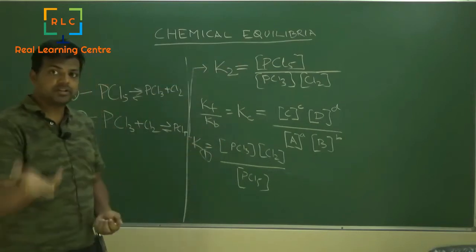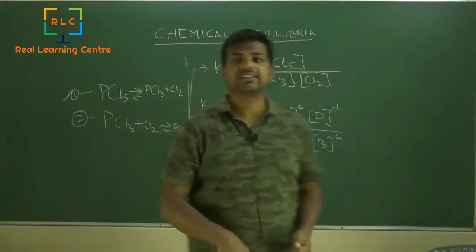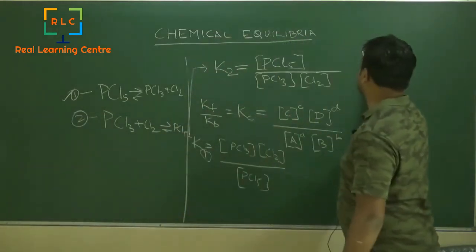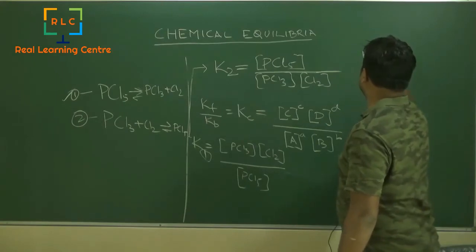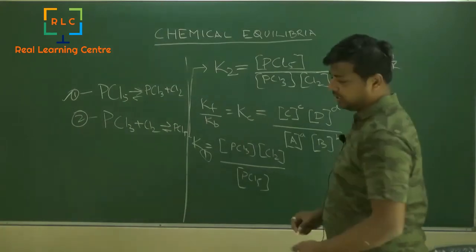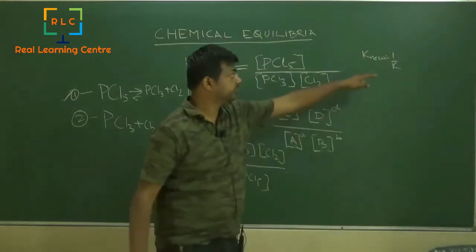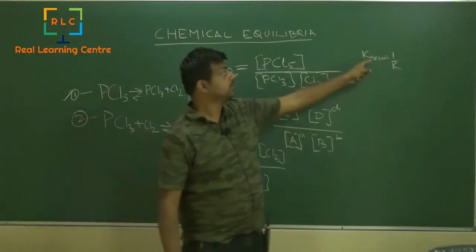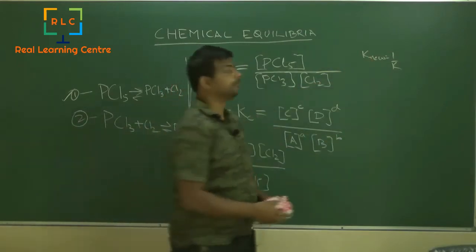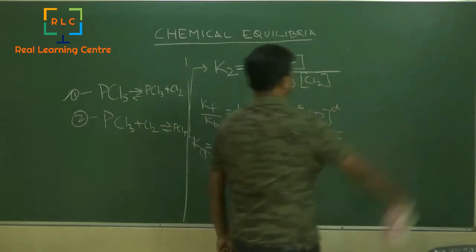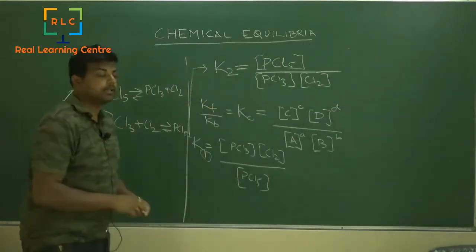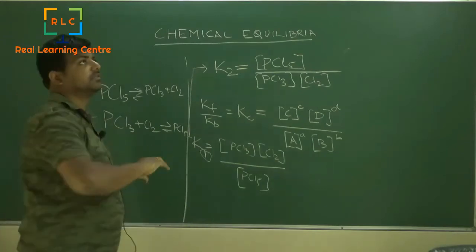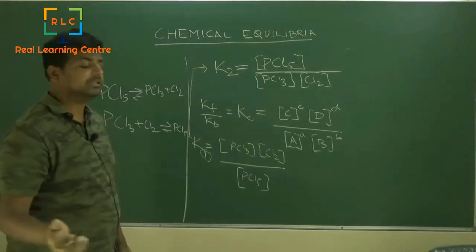So that means if you reverse the reaction, the equilibrium constant gets reversed, right? So for a reversed reaction, your new K would be 1 by the old K. So if this is K for a given reaction, then if you reverse the reaction, the equilibrium constant would be the reciprocal of it. Correct? So what happens if we multiply with something? Let's say we multiply a reaction by 2 or multiply by half.